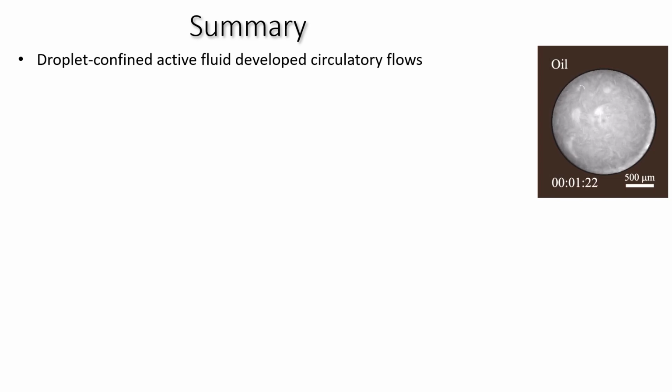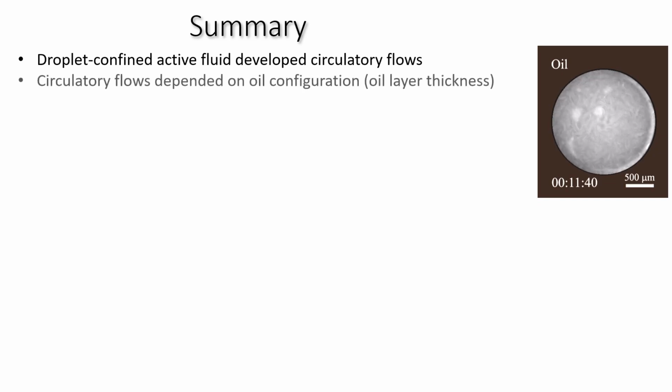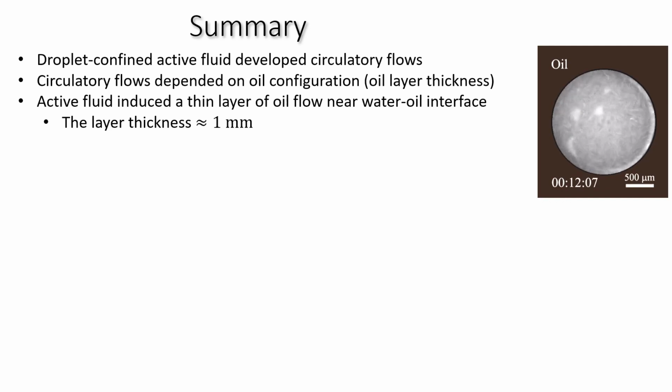To sum up this talk, we demonstrated that confining active fluid in a fixed compressed water-in-oil droplet could support the development of intra-droplet circulatory flows. Our extensive data showed that the circulatory flows depended on the oil configuration, or more specifically, the layer thickness of oil that surrounded the droplet. The reason for such dependence is because active fluid could induce a thin layer of oil flow across the water-oil interface.